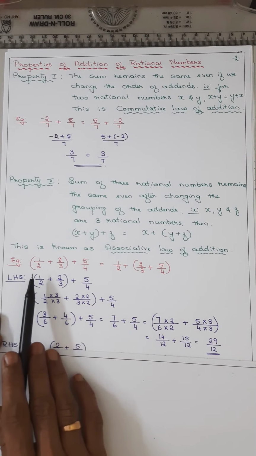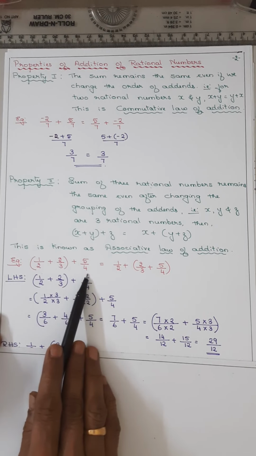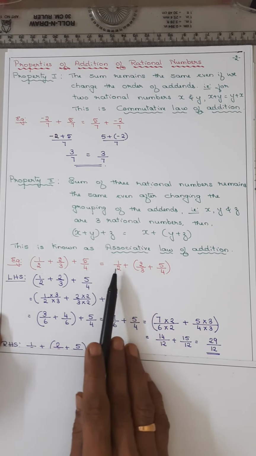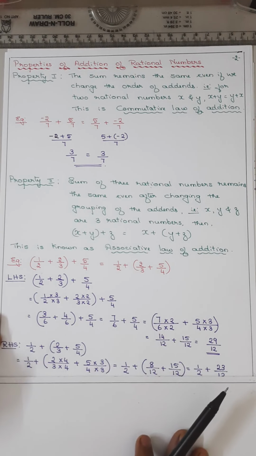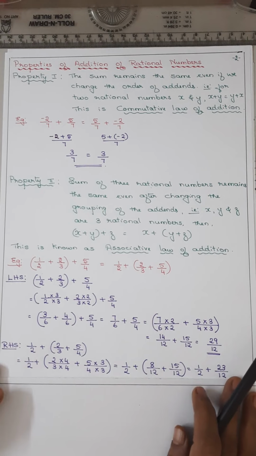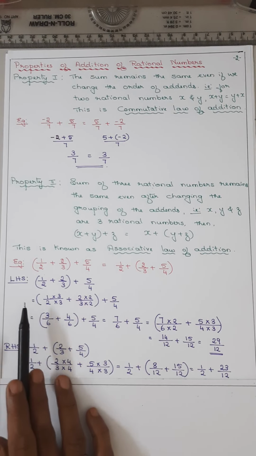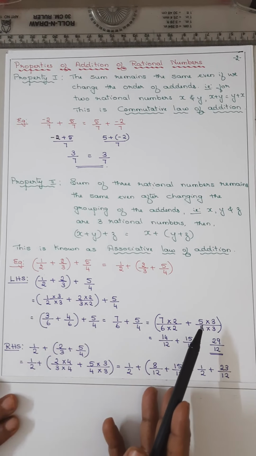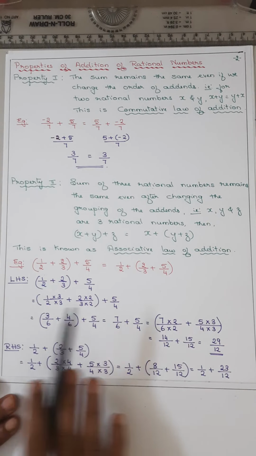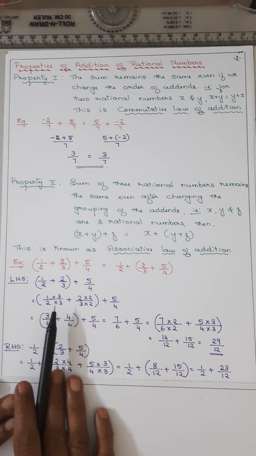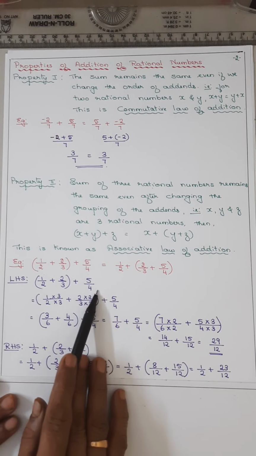Now example: 1 by 2 plus 2 by 3 plus 5 by 4 should be equal to 1 by 2 plus 2 by 3 plus 5 by 4. See, I have already done this sum. Here we have to show LHS equals RHS. Earlier it was a small sum, and we did it like that. But here it is a bigger sum, so do it separately. LHS: 1 by 2 plus 2 by 3 plus 5 by 4.